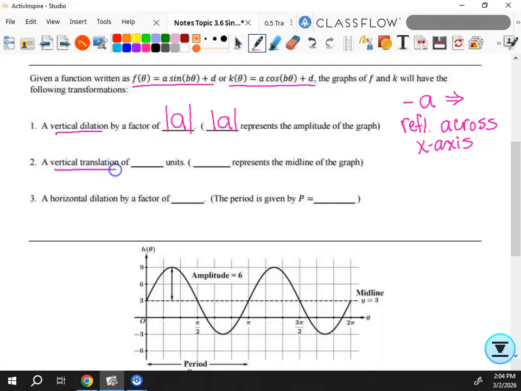Vertical translation, that is d units. We used h and k last semester because that's just how they did it for other things. And since that represents the midline, anytime you're going to write it as a line, it's got to be y equals, because it's an equation of a line.